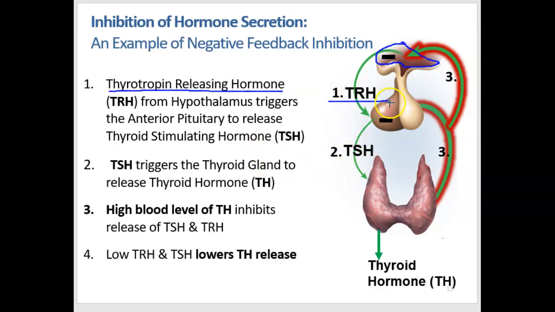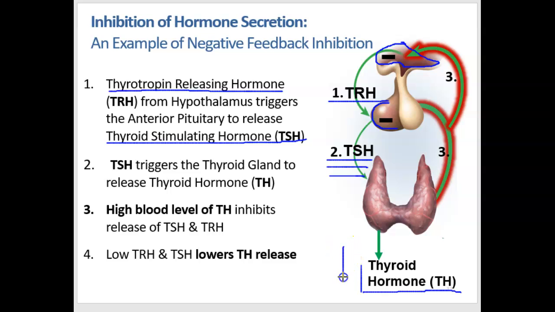And that causes the anterior pituitary to release TSH, thyroid stimulating hormone, which we've already seen. Thyroid stimulating hormone, now traveling in the blood, reaches the thyroid gland, and the thyroid gland in response releases thyroid hormone. As long as adequate levels of TSH are around, thyroid hormone will be continually released.